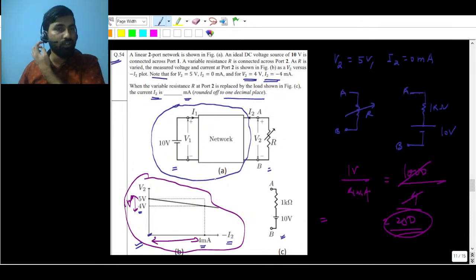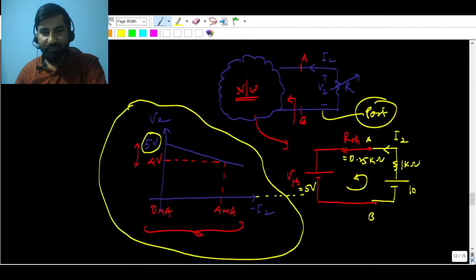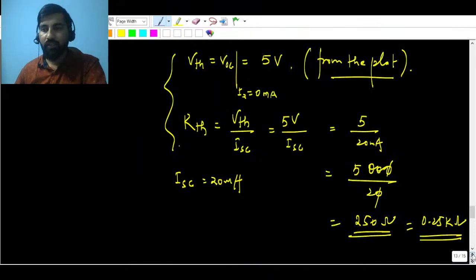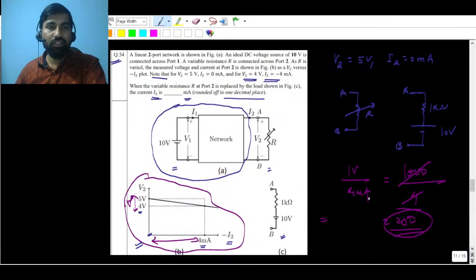In case there is a linear relationship between V2 and I2, in fact, you don't have to calculate ISC and all, directly you can tell. Slope is going to determine everything. So this is going to be the answer for this question. The answer will be 4 milliampere.